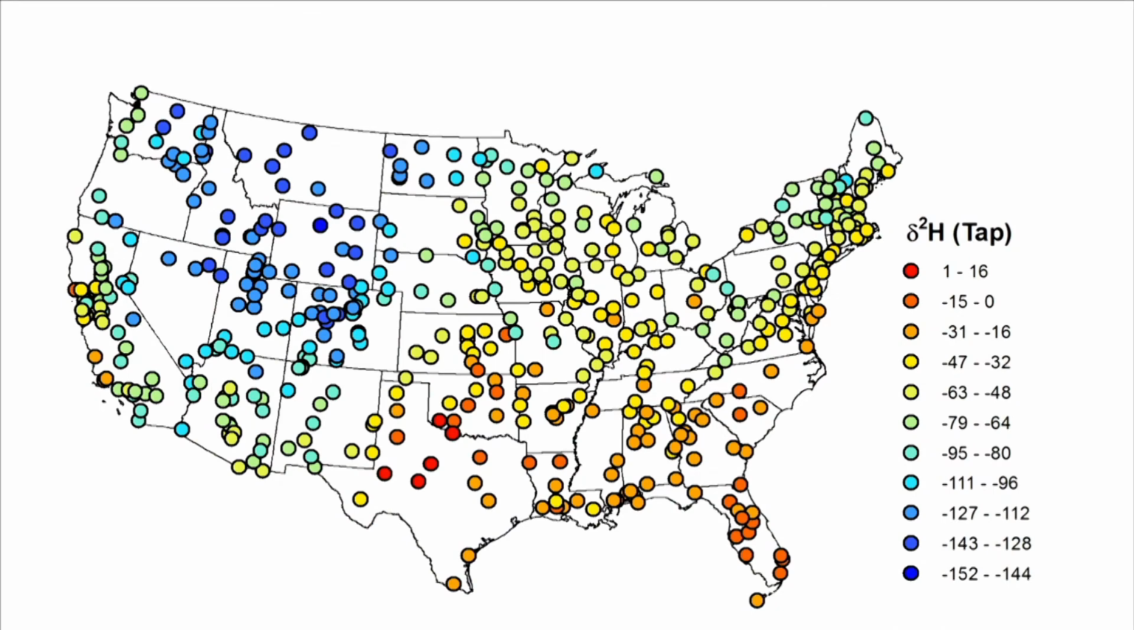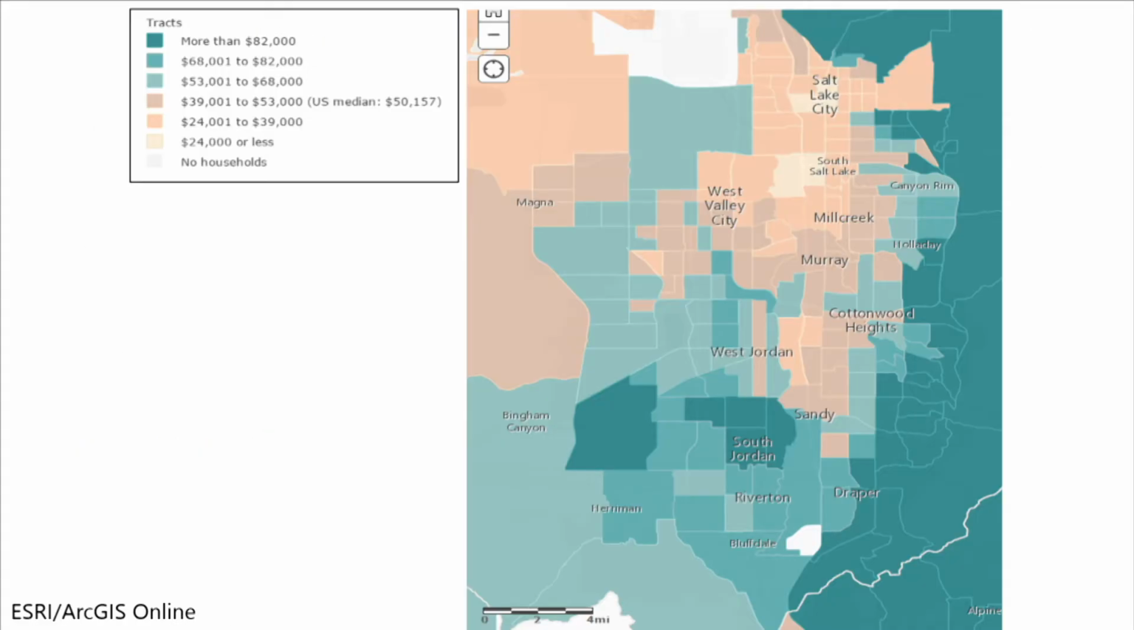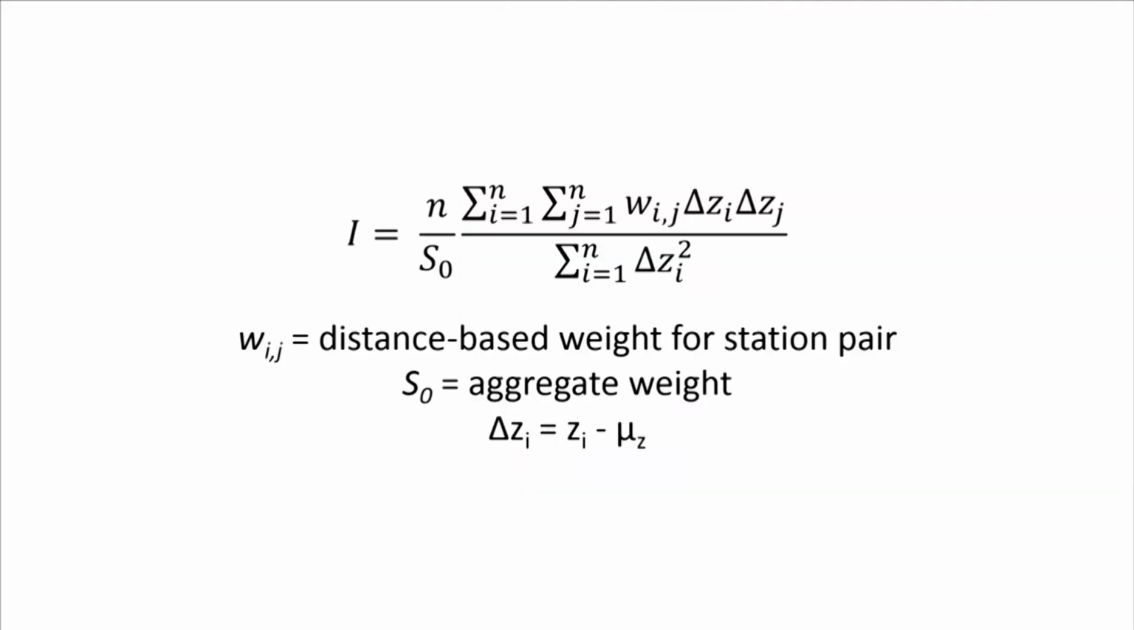High and low values were each clustered in particular regions, or to put it in another way, cities that were closer together tended, on average, to have more similar tap water isotope values. This is an example of the phenomenon of spatial autocorrelation, which is widespread in natural and human systems. For example, in the density of tree cover in US cities, or the distribution of household income across the Salt Lake Valley. Spatial correlation is important in many kinds of spatial data analysis.